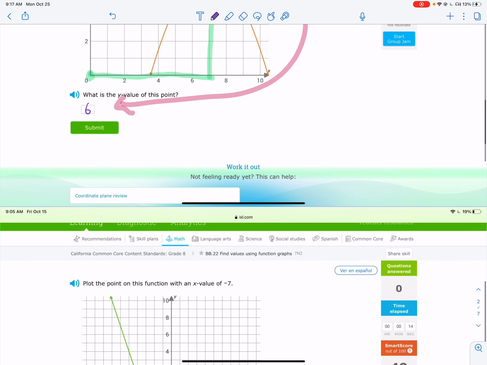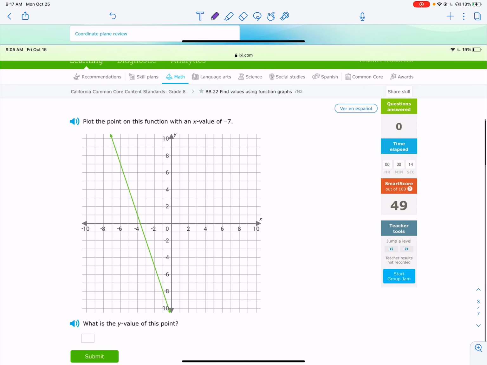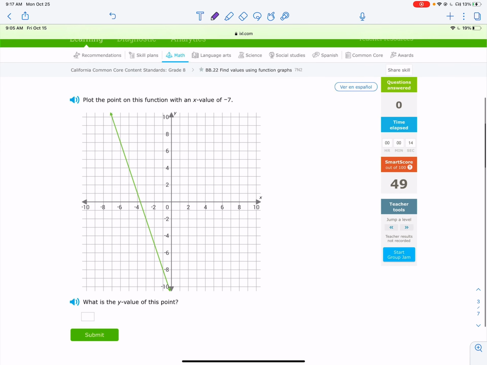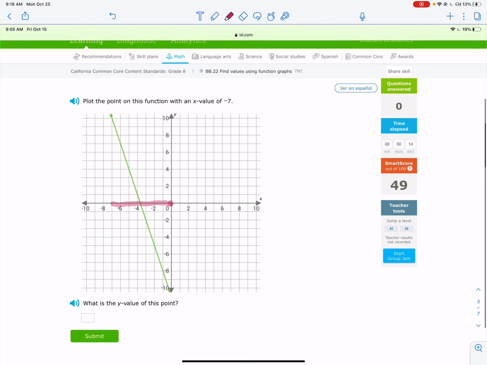Okay, I'm going through this pretty quick because these ones are pretty easy. You're just trying to find what the y value is, okay, when the x value is a specific number. So in this case, it says plot the point on this function with an x value of negative 7, okay? So I'm going to go over to x value of negative 7, and then I see that the line's going to be up above, right? Well, there it is, okay?